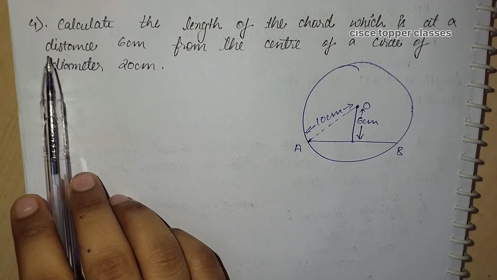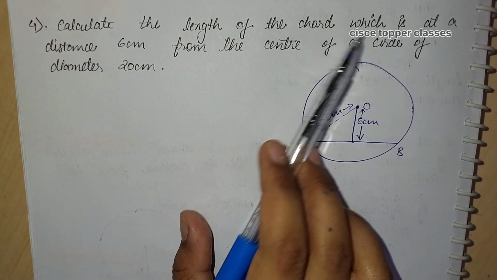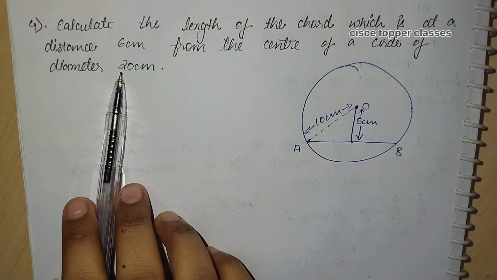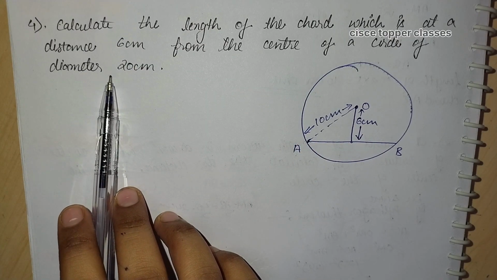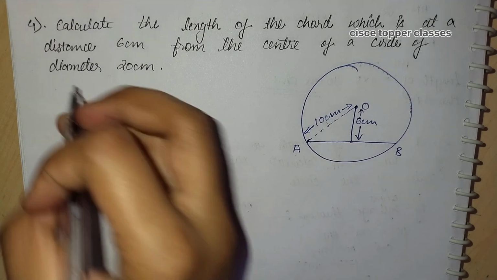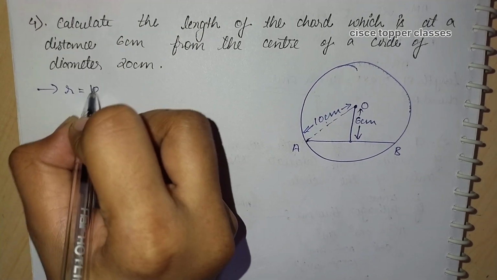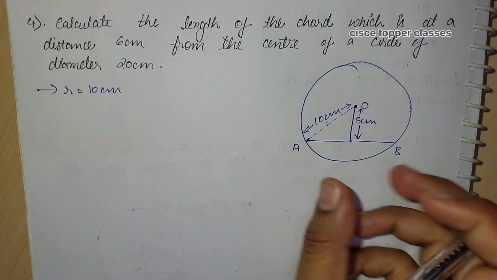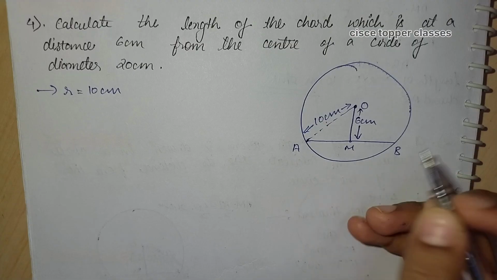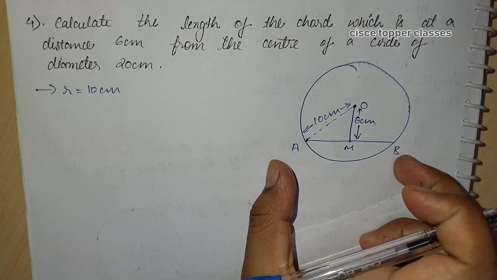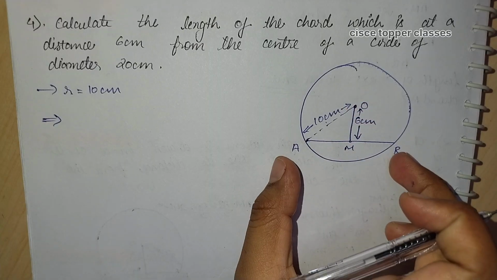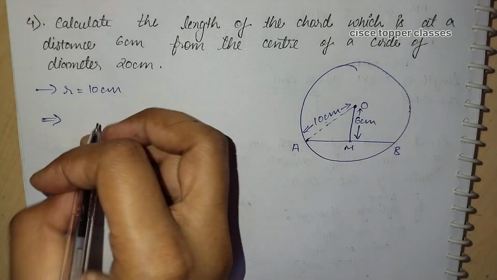Let us solve the fourth question. Calculate the length of the chord which is at a distance of 6 centimeter from the center of a circle of diameter 20 centimeter. So here the diameter is 20 centimeter, so we can simply write the radius as 10 centimeter, half of the diameter, and we have to find the length of the chord. Means in triangle OAM, we have to find the value of AM, then only we can find the value of AB, the value of the chord, because OM bisects the chord here, this length.